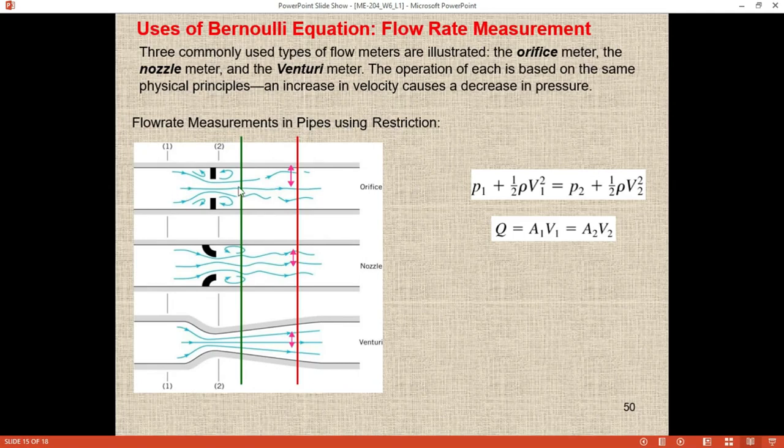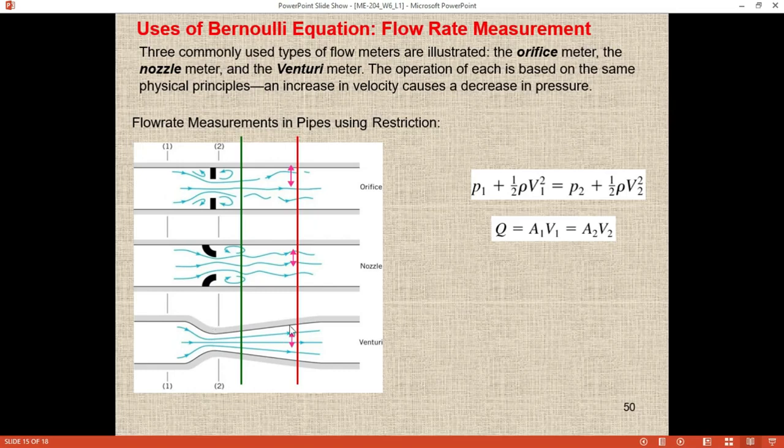So this is the flow meter. This is called the orifice, when we use a circular disc in the circular pipe and make a hole. When we make a reducer within the circular pipe, it works like a nozzle. Or when we reduce the area in a little bit smoother way, it is going to be a nozzle.